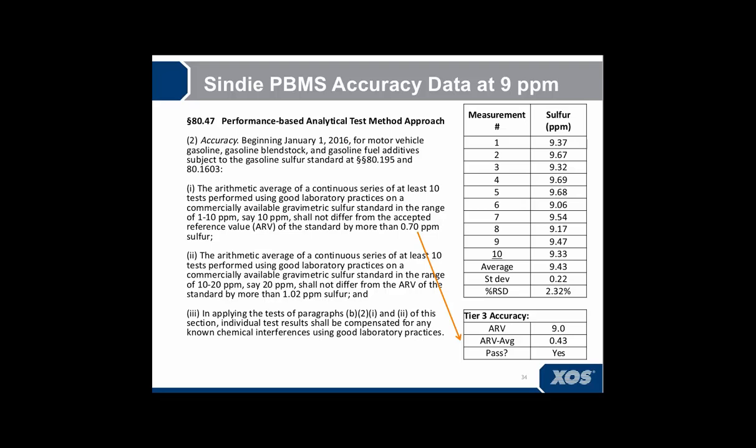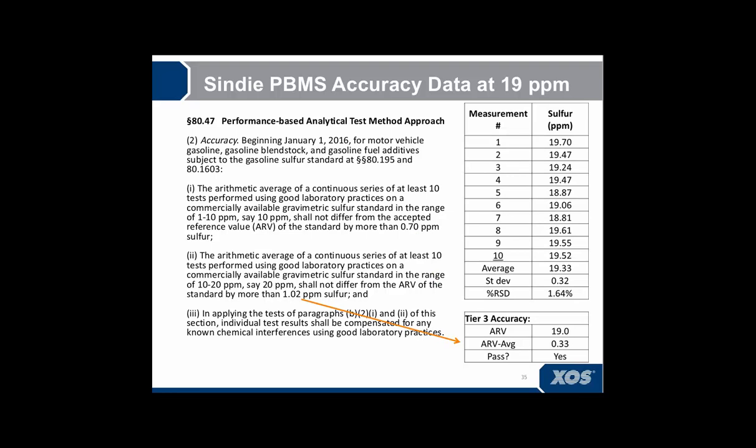Basically here what you do, it's a two-part test where you take a sample that is 1 to 10 ppm, you run it 10 times, and the average of that sample shall not differ from the accepted reference value of the standard by more than 0.7 ppm sulfur. You'll see here we ran this standard. The accepted reference value is 9. The difference was 0.43. This passes the accuracy test.